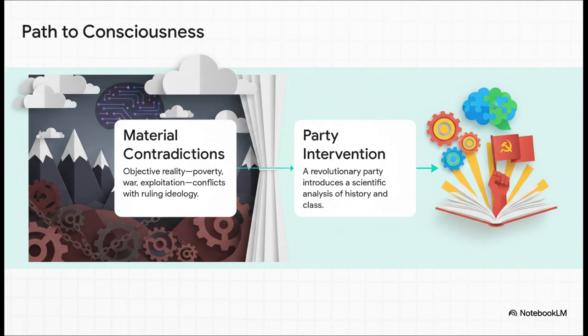But, and this is a huge but, that's not enough on its own. The second, and what's considered the decisive step, is the intervention of a revolutionary party. A political organization that comes in with a scientific, Marxist analysis and says, here's what's really going on, and here's your historic role in changing it.